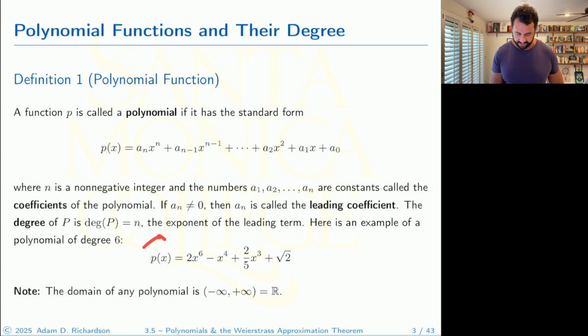All right, so here's an example of a polynomial. We're going to see a bunch more. One important note here at the bottom, the domain of any polynomial is all real numbers, okay? So polynomials are really, really nice in that respect. You can plug any real number you want into a polynomial and it'll work. Those things can chew up any number you give them.